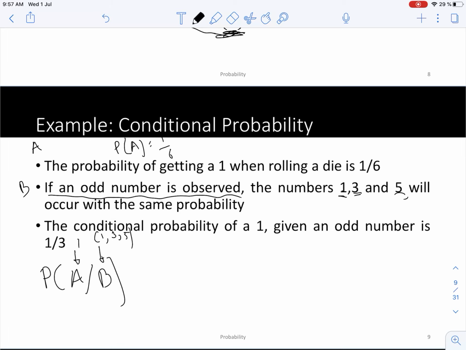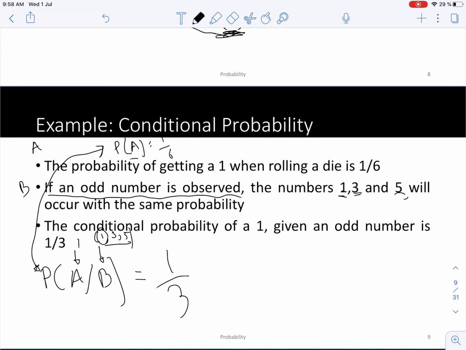Then the probability here is going to be equal to 1/3, right? Because there are 3 points, and the point that will give you the 1 is only 1, so 1/3. So please notice the difference between the probability of A that we had originally, which was 1/6, versus the probability of A given B.